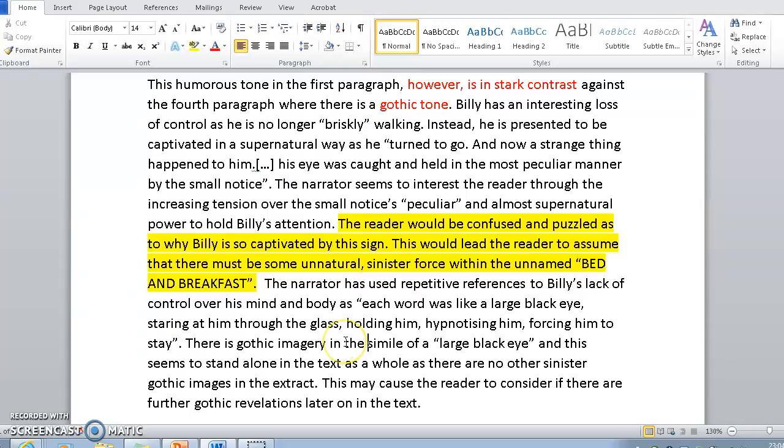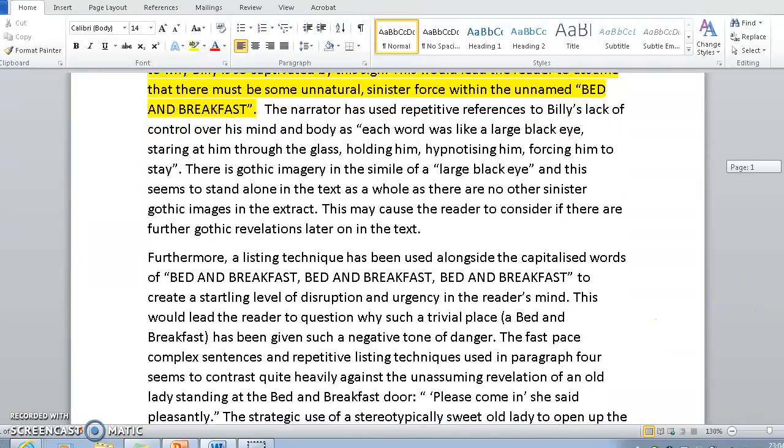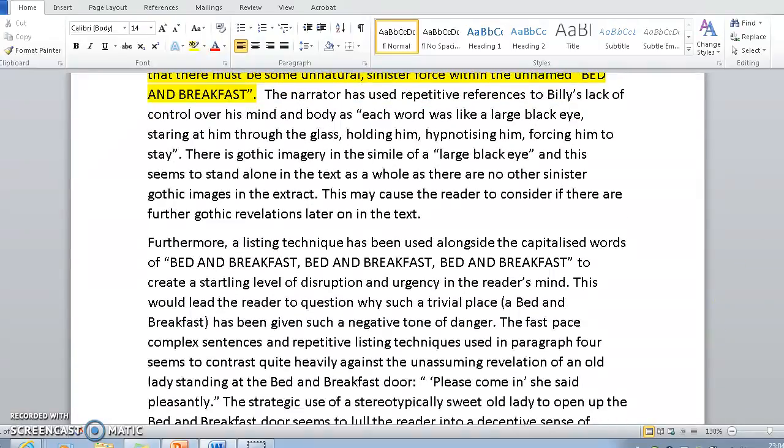You can't just talk about language techniques. You need to link the language to the structure if you wish to. However, if you have a tendency to confuse yourself, please stay clear of language and just focus on structural techniques. Okay. There is Gothic imagery in the simile of a large black eye, and this seems to stand alone in the text as a whole, as there are no other sinister Gothic images in the extract.